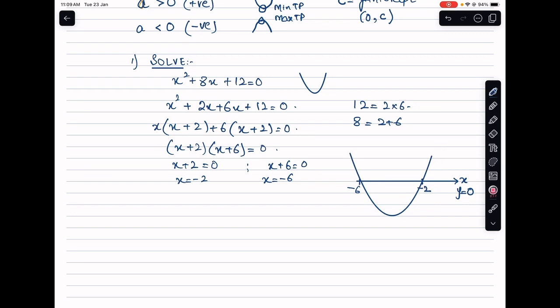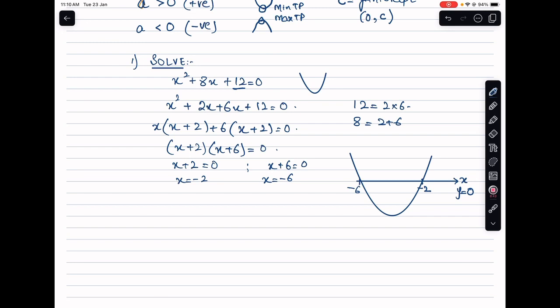So now I can sketch the curve with respect to the x-intercepts, which are -2 and -6, and also I know from the coefficient of x squared, which is positive, that this curve is going to have a minimum turning point. So this is how very easily I can sketch the curve. The y-intercept in the equation can also be sketched. The y-intercept is 12. It's the constant in the equation.